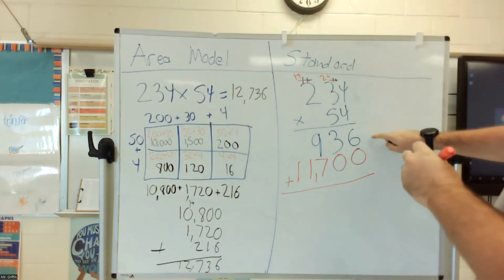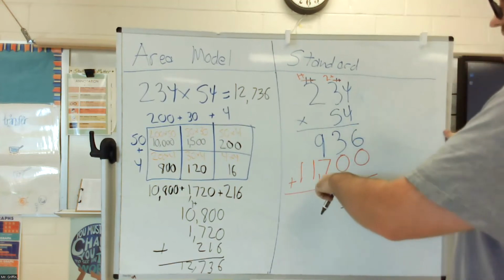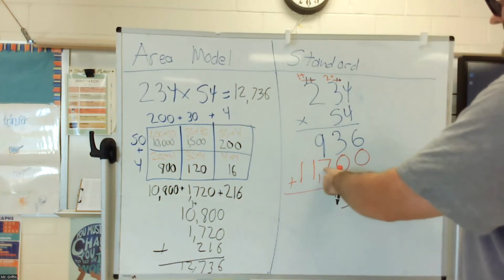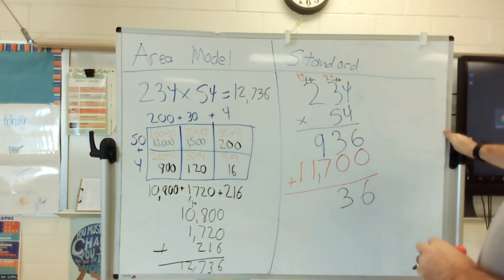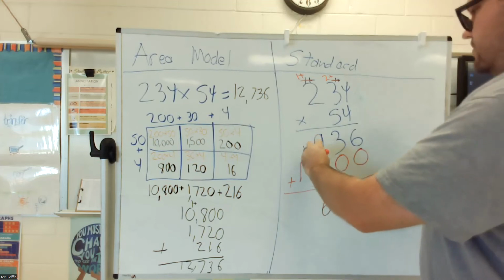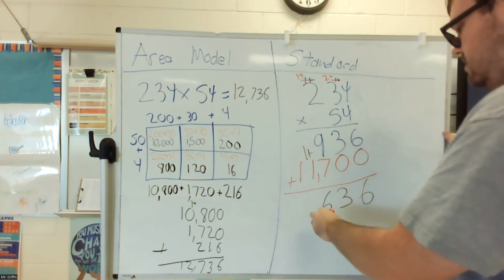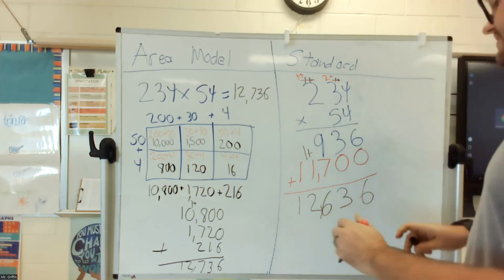Okay. 6 plus 0 is 6. 3 plus 0 is 3. 9 plus 7 is 16. 16. Okay. Carry the 1. 2. Okay, so right now I have 2 different answers.